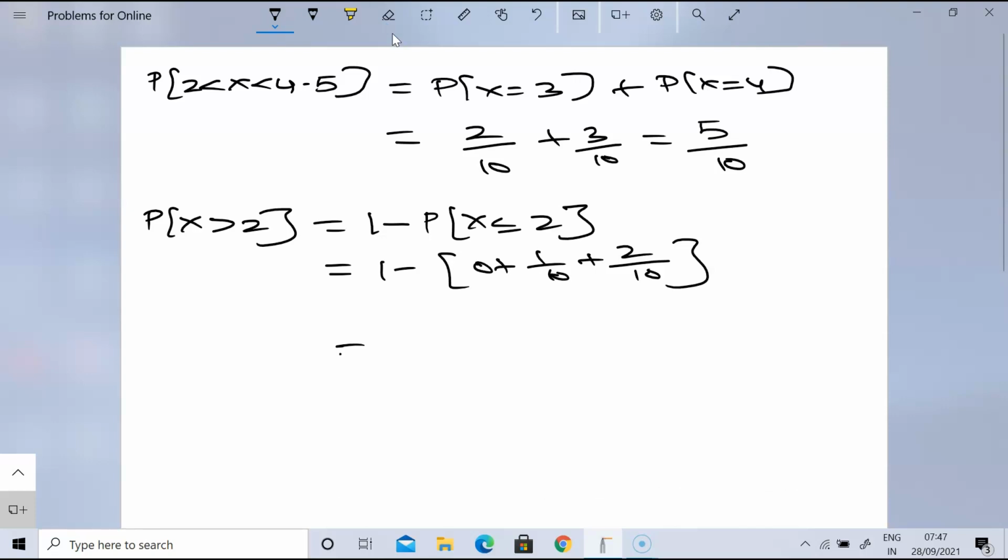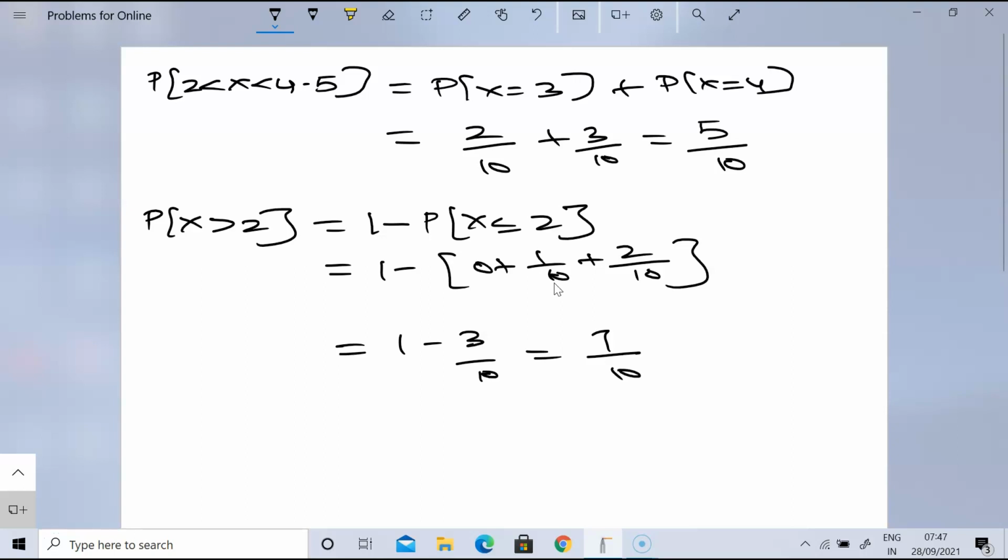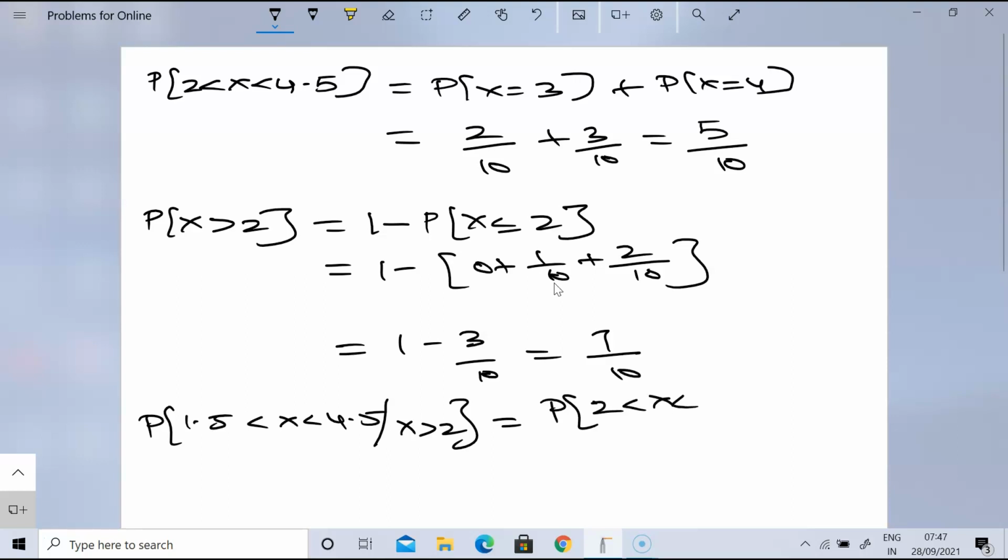So this is equal to 1 minus 3 by 10, that is equal to 7 by 10. Okay, that's what I have. So now let us proceed further. In this, what do I want here is, if you all remember, probability of 1.5 less than x less than 4.5, given x more than 2. I came to this probability of 2 less than x less than 4.5 divided by probability of x more than 2. This is what I have.